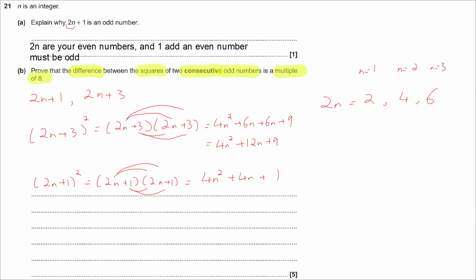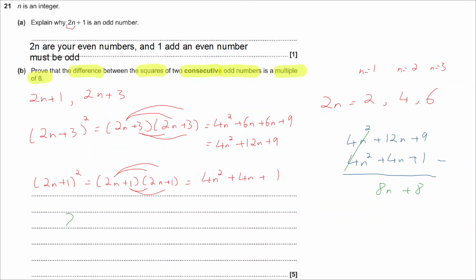Okay, now the difference between this one and this one, if we take these away. Let's write it over here actually, because it's going to be a bit neater. So you've got 4n squared plus 12n plus 9 over here, and you've got 4n squared plus 4n and then plus 1 over here. If you take these away, the 4n squared terms are going to cancel out because they're the same thing. You get 12n take away 4n, which is going to give you plus 8n, and then you get 9 take away 1, which is going to give you plus 8.